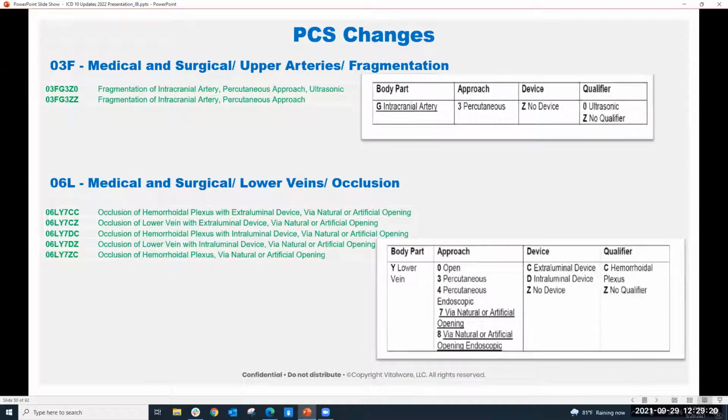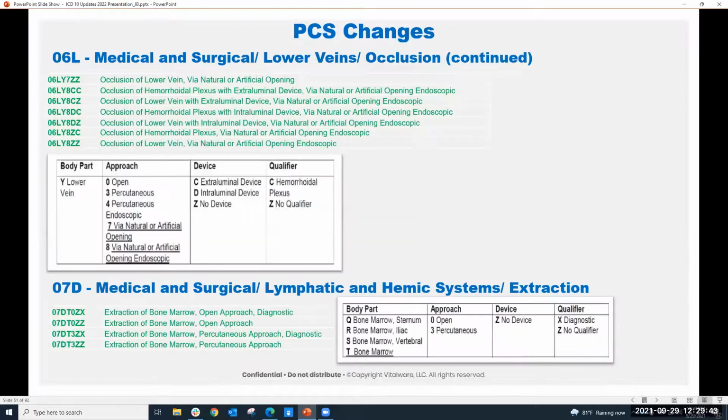All right, and then table O3F, fragmentation of the upper arteries. This will allow identification of procedures such as a clot maceration performed in a cerebral artery using a microcatheter. Table O6L is the occlusion of lower veins. This is going to be used for procedures such as the endoscopic banding of the hemorrhoidal plexus.